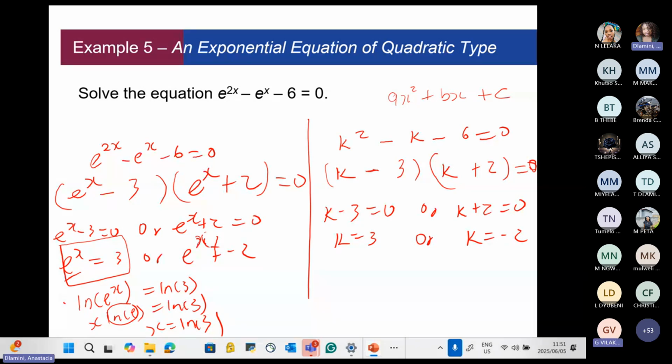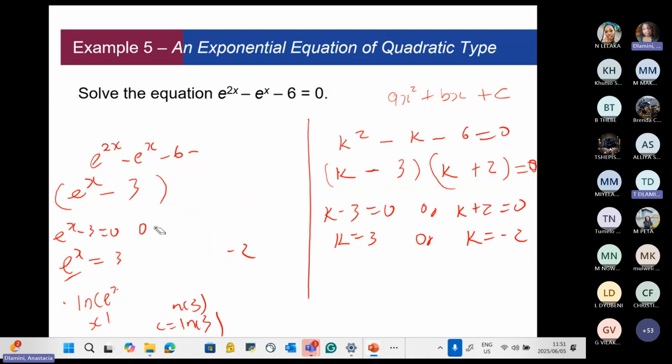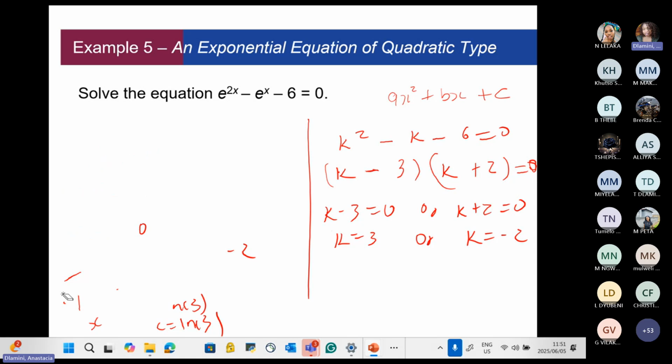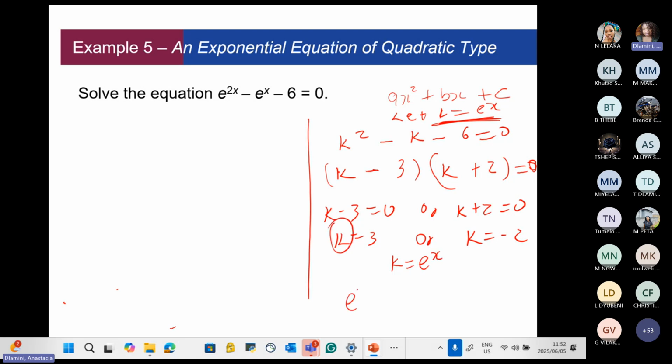Are we together there? So we have solved a question in the exam and in the assignment. Now let's go to the k substitution. By having this, you're not done, isn't it? Remember you said let k equal e to the power of x. Then you put back e to the power of x here, which is equal to 3, or e to the power of x here, which is equal to negative 2.